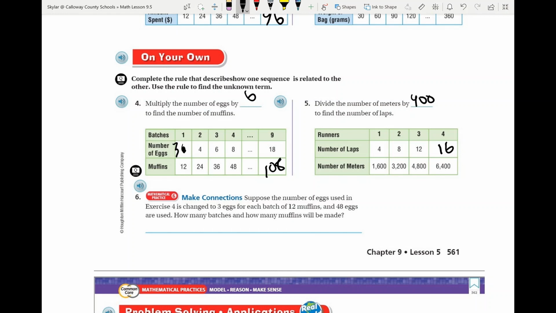That's exactly right. That is going to be 4. So we just need to figure out how many muffins will be made if they use 48 eggs. So we'll use our new rule. 48 times 4 is 192.